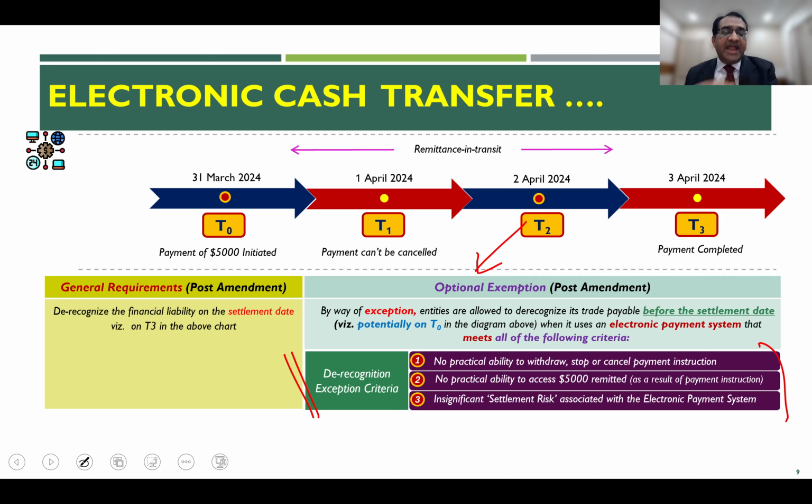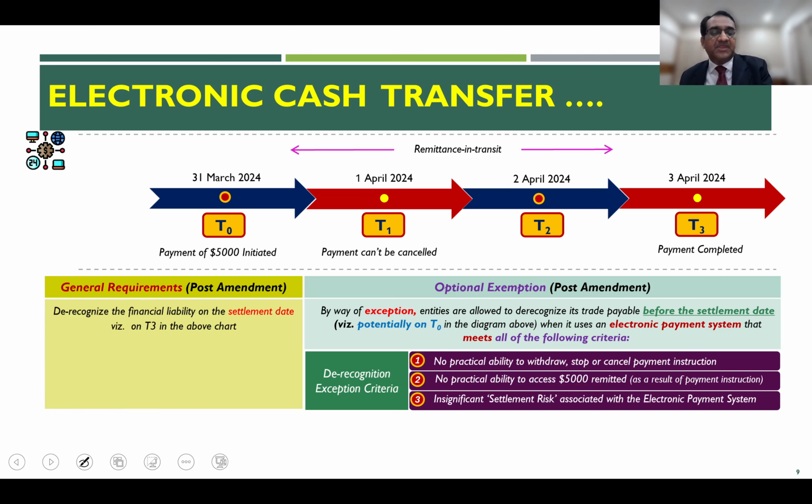First, the Indian entity has no practical ability to withdraw, stop, or cancel the payment instruction of $5,000 in my case. Once the payment instruction goes out of the door, the Indian entity has no practical ability to withdraw that instruction. Second, the Indian entity has no practical ability to access that $5,000 funds, which means funds are already debited from the bank account of the Indian company, and the Indian company cannot utilize even 1 penny out of that 5,000 for any purpose, because payment is already debited and gone out of the bank account of the initiator.